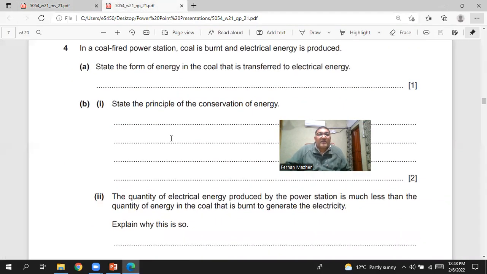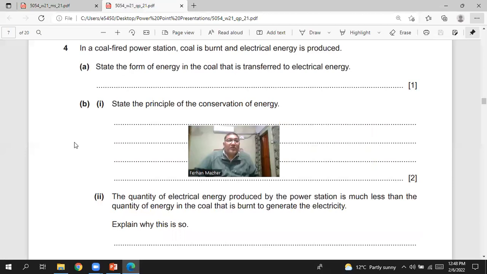So, okay, let's move to the next question. The next question coming up on your screen is question number 4. He says, in a coal-fired power station, coal is burnt and electric energy is produced. State the form of energy in the coal that is transferred to electric energy. You know, coal has chemical potential energy. Because when you burn it, its bonds are broken and the energy is given out. So the energy in the coal is in the form of chemical potential energy.